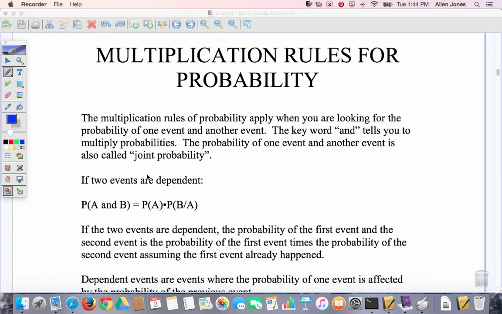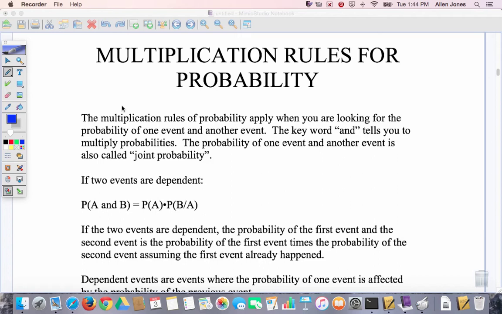Our multiplication rules for probability. Basically, the multiplication rules are used when we're going to find the probability of more than one event happening. Previously with our addition rules, we might have selected one person at random or one card out of a deck of cards, or rolled a single die one time. With our addition rules, we were finding the probability of a single event happening.